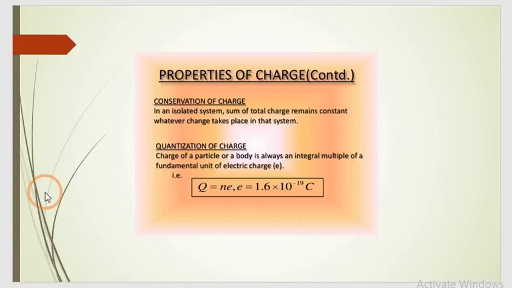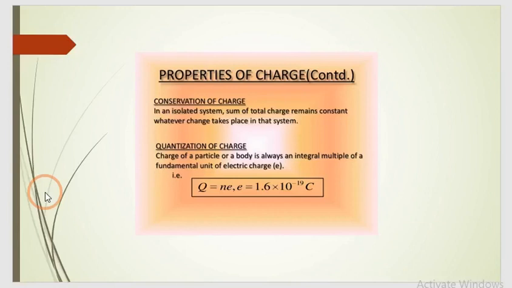In any given physical process, charge may get transferred from one part of the system to another, but total charge always remains constant. For an isolated system, total charge can neither be created nor destroyed. So, conservation of charge means the total charge of an isolated system is always conserved.